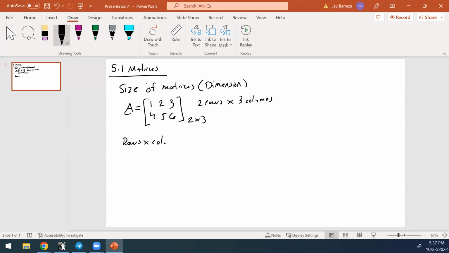by column. And this is important because when we're doing addition and multiplication, that is one of the first things that we have to be able to understand, because addition requires them to be the same, whereas multiplication requires the two numbers on the inside to be the same, right? So that's the first thing you want to recognize, right?